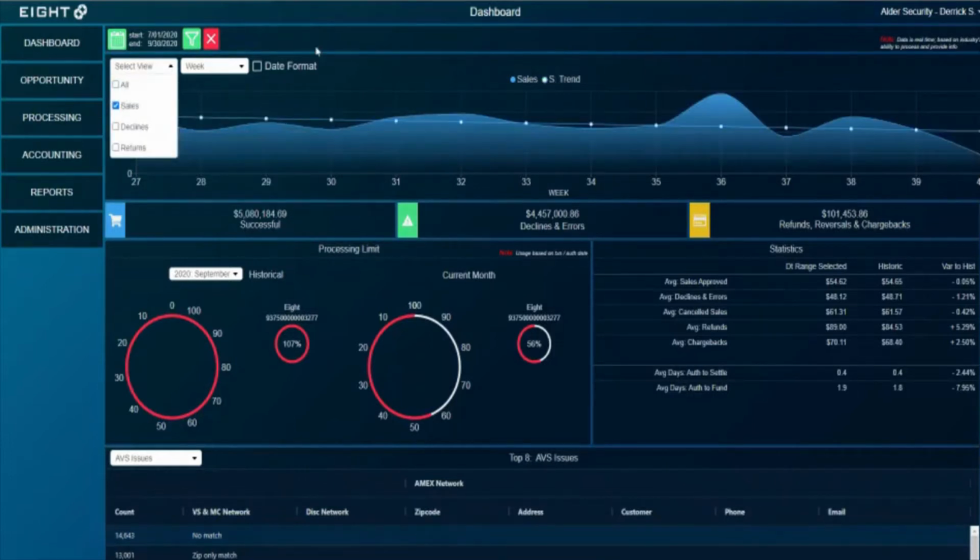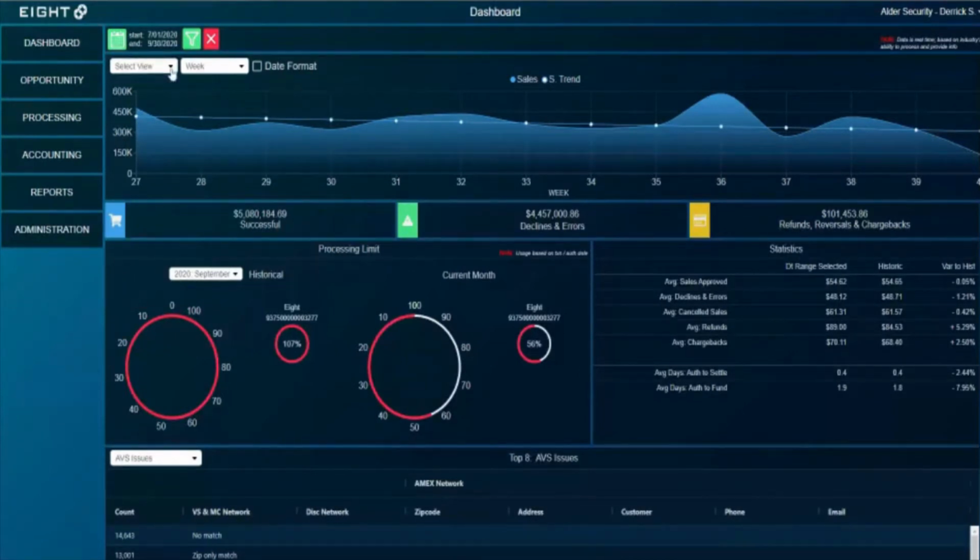So once I click on a line, you can see I've got a trend. And for the quarter, what you'll notice is this is sales, and their sales are going down. Well, normally we want to see sales going up, but if they're going down, we want to see declines and errors and refunds also going down. What's a bad trend is if we see sales that are decreasing while refunds and declines are increasing.